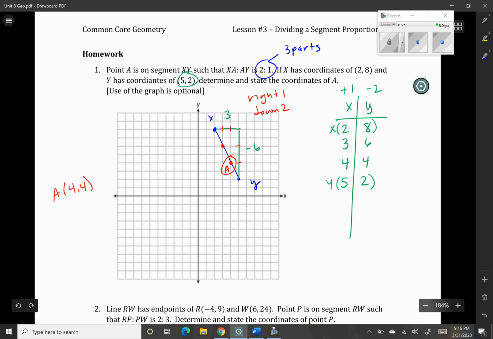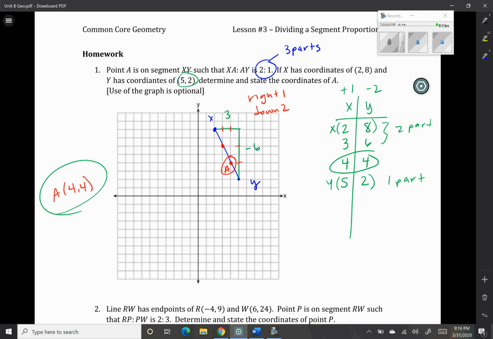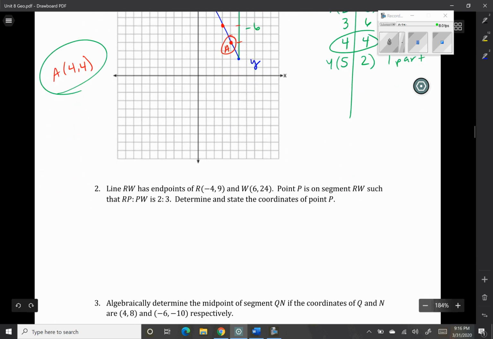The point that would separate this into a 2-part to 1-part ratio would be the coordinate 4, 4. So again, we'd still get that answer of 4, 4. If you like the graph, do it on a graph paper. If you like it with the table, do it with the table. There are, however, questions where the graph paper really won't be helpful, like number 2.